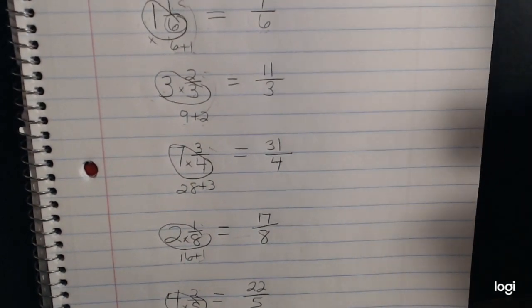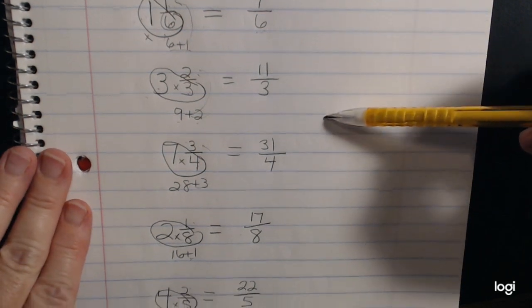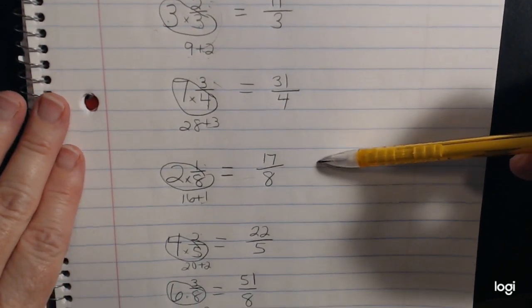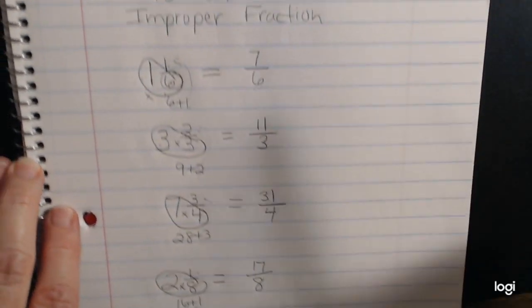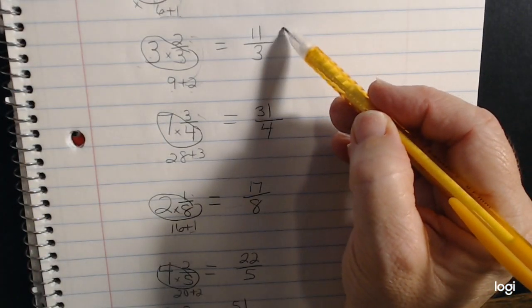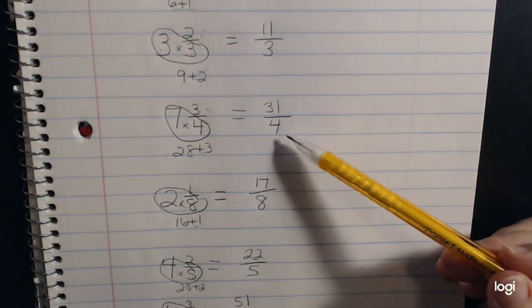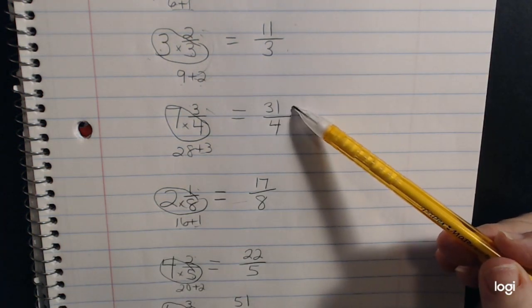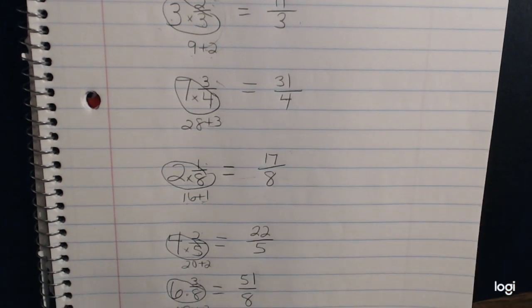Now, if you notice, these are called improper fractions. What do you notice about all of them? They don't have the same numbers, but what do they all have in common? What they all have in common is the numerator is bigger than the denominator. Once again, the numerator is bigger than the denominator. They're improper because the top number, which is the numerator, is larger. Sometimes we'll call that a top-heavy fraction as well.